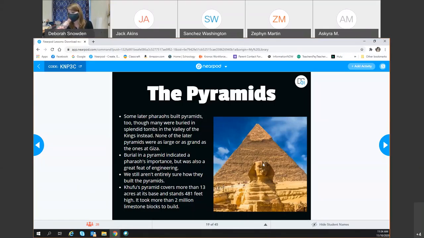Khufu's pyramid itself covers more than 13 acres at its base, which is a lot. It stands 481 feet high, and it took more than 2 million limestone blocks to build it. Also, the pyramid, if you look at it now, yes, that's a pretty impressive structure. But back when it was built, it was encased in white limestone and capped with gold. So it would have been something very splendid and magnificent to behold. Very impressive structures. They're impressive now, thousands of years later, but at the time, it would have probably taken your breath away to see them.